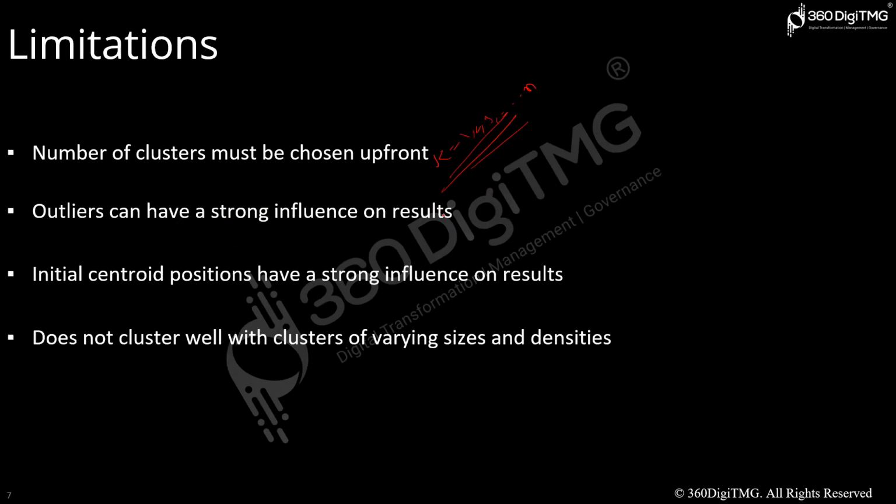Outliers can have a strong influence on results. If you have outliers and your EDA and pre-processing are not done properly, it will have a very strong influence on your results. The initial centroid position also has a strong influence on results. Initial means the first centroid position around the data has a very strong influence. It also does not cluster well with clusters of varying sizes and densities.